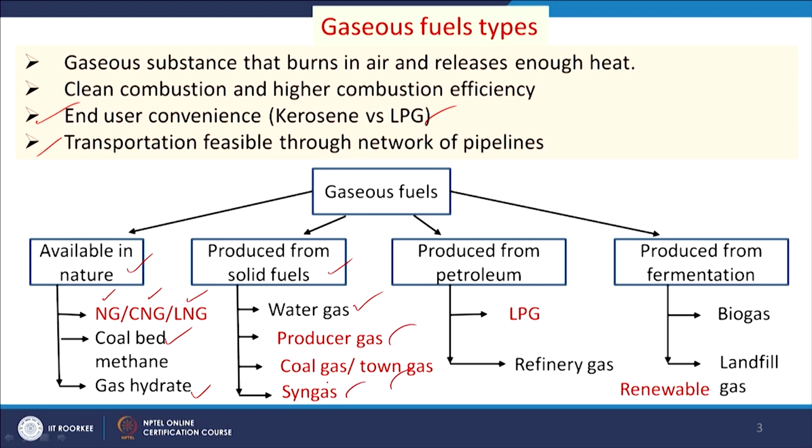Already we have discussed how coal gas, producer gas, syngas etc. can be produced from coal and pet coke. From petroleum we can get LPG and refinery gases, and produced from fermentation in anaerobic digestion we can get biogas and landfill gas. So, these are different types of gaseous fuels which we can get, and we can use these resources for energy production in a cleaner route. We will discuss how this can be used in a cleaner process or cleaner routes.